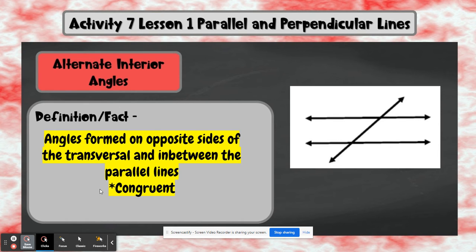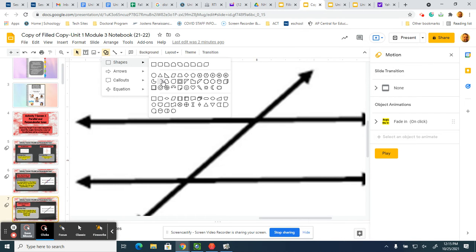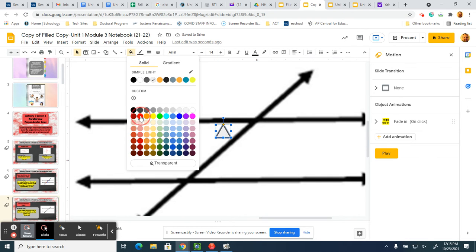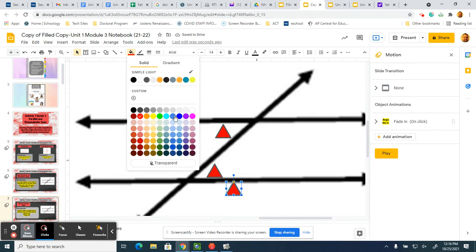So let's look at a symbol I can use. Let's use a triangle this time. I'm going to make this one red. Now, an alternate interior, they're not going to be on the same side like we did last time. This time they're going to be on alternate sides. So these are alternate interior angles. Now I'm going to make another set, and I'm going to make these blue.